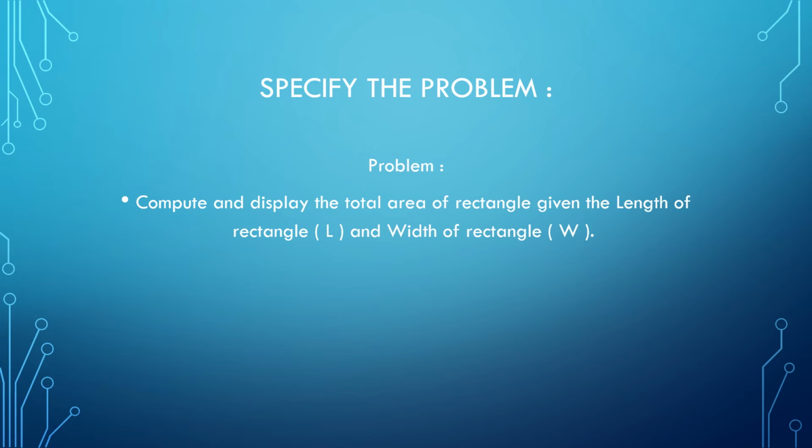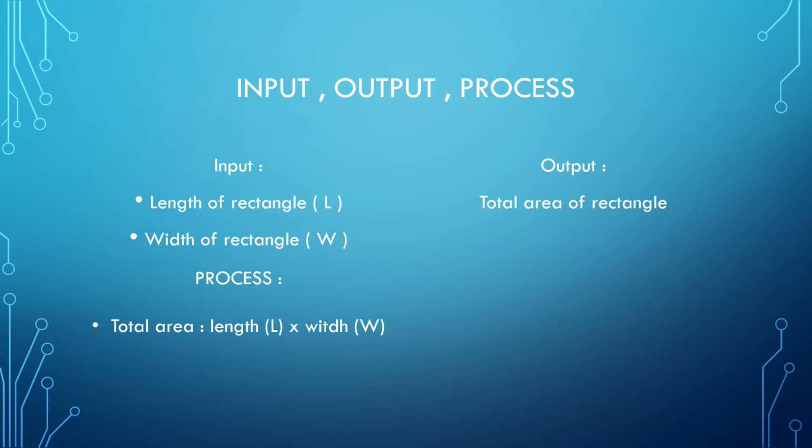We need to specify the problem. Compute and display the total area of rectangle given the length of rectangle and the width of rectangle. Just like question number 1, the input, output, and process will be divided into 3.